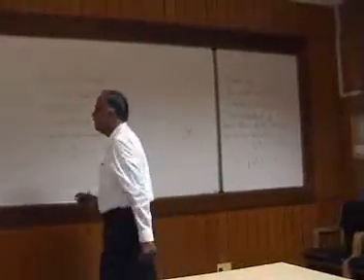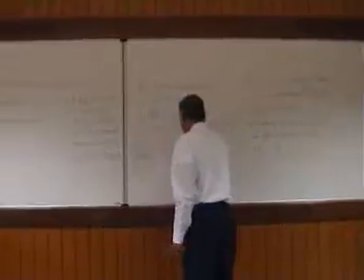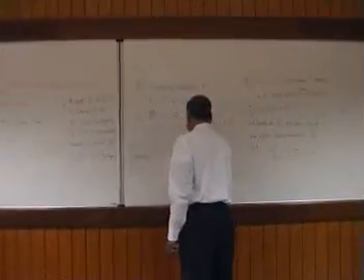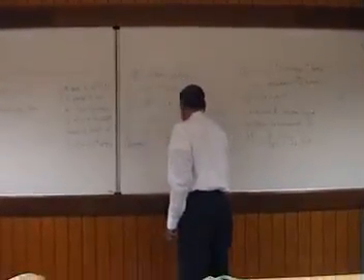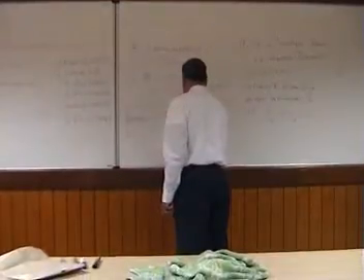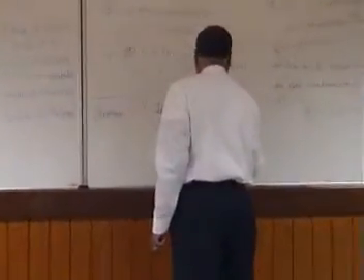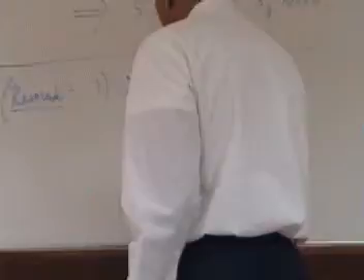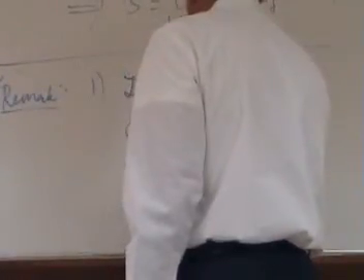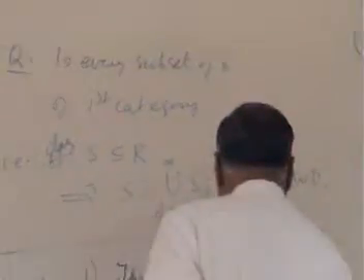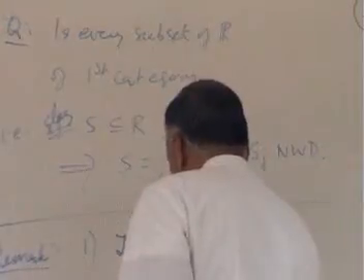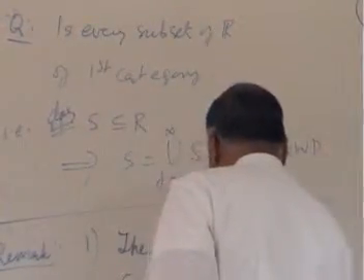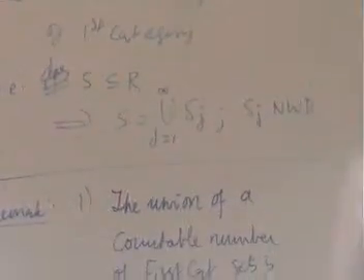Okay. So the union of a countable number of first category sets is of first category. That we see.